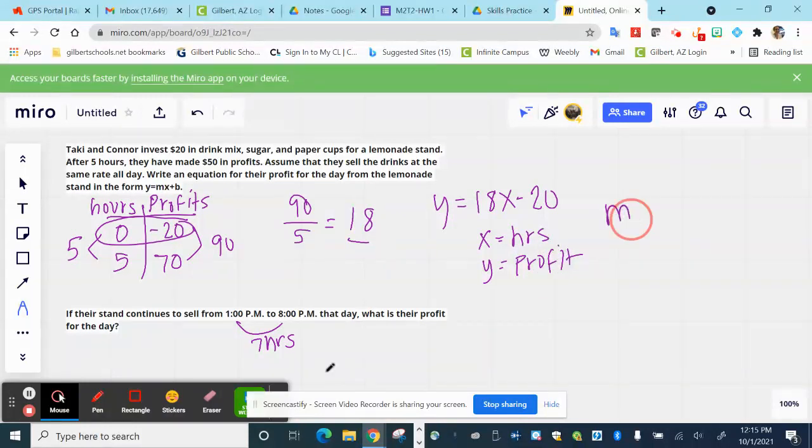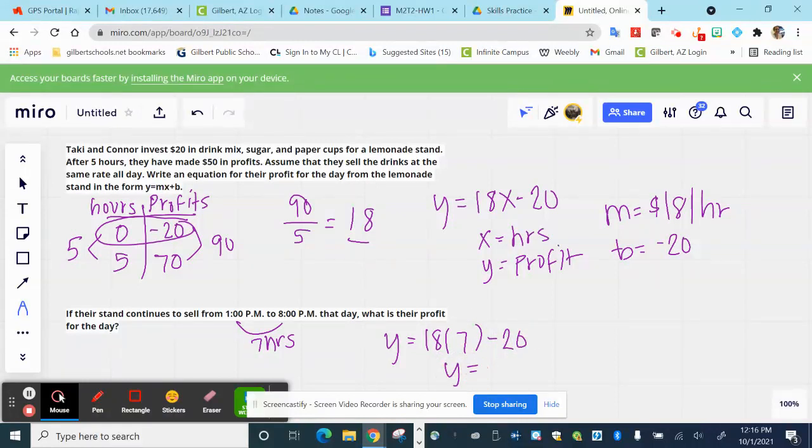Our rate of change is 18, which is $18 per hour. And our y-intercept is negative 20, meaning we started at negative $20 in profit. So now going to our equation, we have y equals 18 times 7 minus 20, which if you plug that in, 18 times 7 minus 20, that ends up giving you $106 in profit.